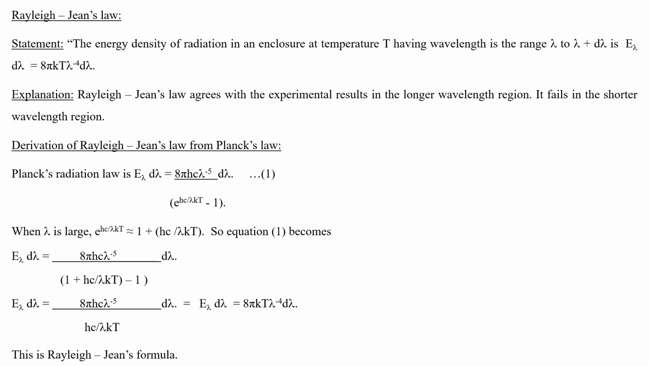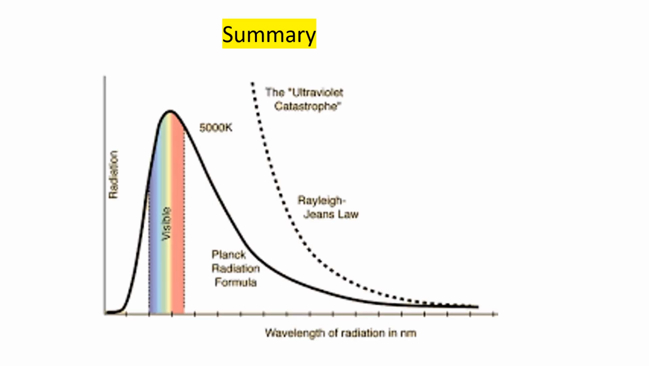Now the derivation of the Rayleigh-Jeans law from Planck's idea. Planck's law of distribution is E lambda d lambda equal to 8 pi hc lambda to the power minus 5 d lambda by e to the power hc by lambda kT minus 1. Where lambda is large, hc by lambda kT is small, so you can expand it. e to the power hc by lambda kT is approximately 1 plus hc by lambda kT, so minus 1, the 1 and minus 1 cancel. Therefore E lambda d lambda is equal to 8 pi hc lambda to the power minus 5 divided by hc by lambda kT. You can cancel hc in the numerator and denominator. Finally, the expression is 8 pi kT by lambda to the power 4 d lambda, which is the Rayleigh-Jeans law.